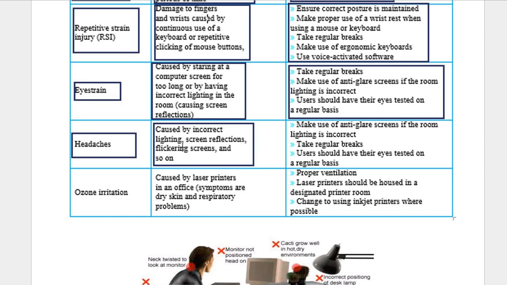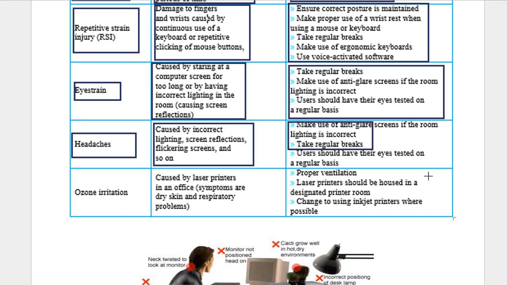Sometimes we have a flickering screen, guys. By flickering screen, it means that the monitor just keeps turning on and off, on and off. This kind of flickering, we call it a flickering screen. These kinds of flickering can cause headaches.